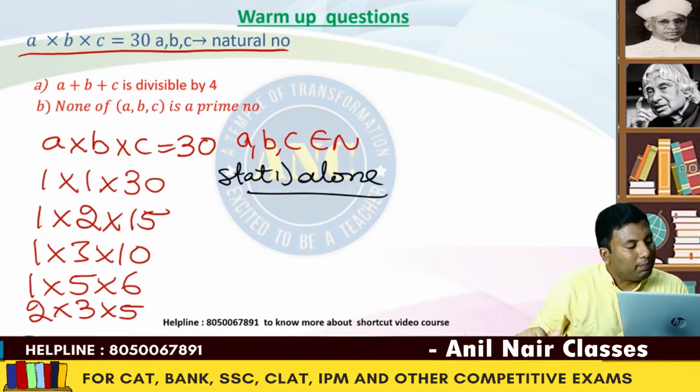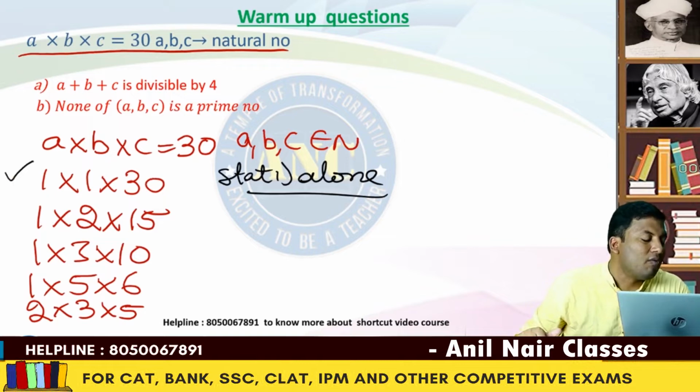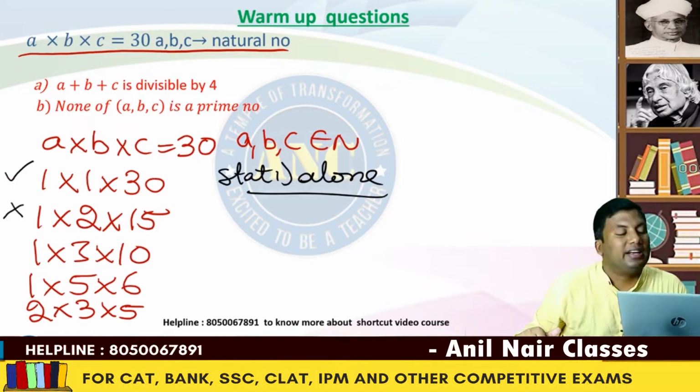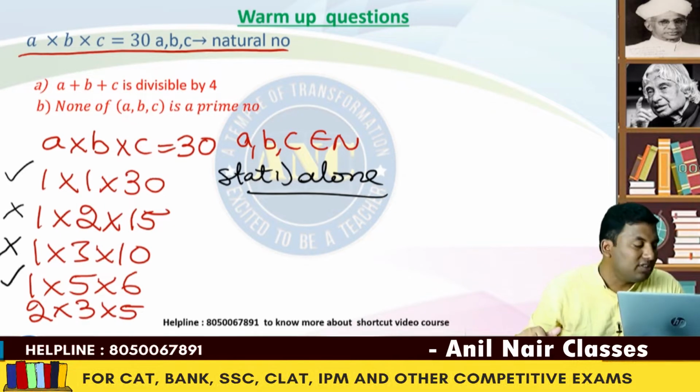A plus B plus C should be divisible by 4. 1 plus 1 plus 30, 32 is divisible by 4. 1 plus 2 plus 15, 18 is not divisible by 4. 14 is not divisible by 4. 1 plus 5 plus 6, 12 is divisible by 4.